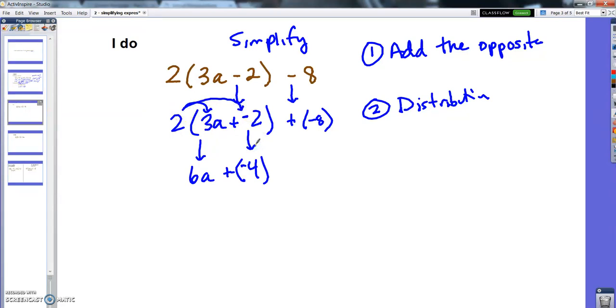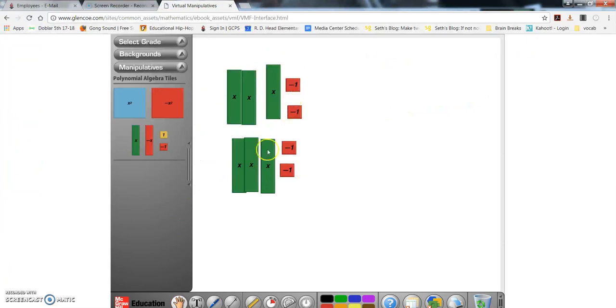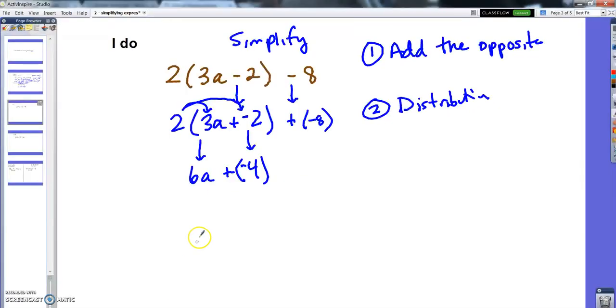So you can do it without the drawing if you want. I like how this shows what it looks like and why it's the same as this, but you can also just do the math and know that it's that too. A lot of times these drawings, I just think it makes it clear, but you don't have to. So now I've done my distributive property.